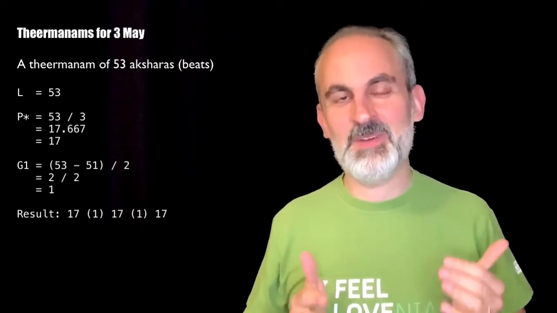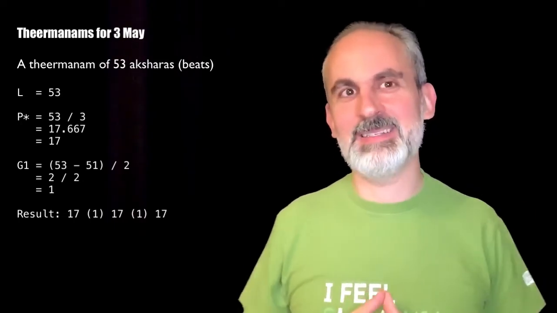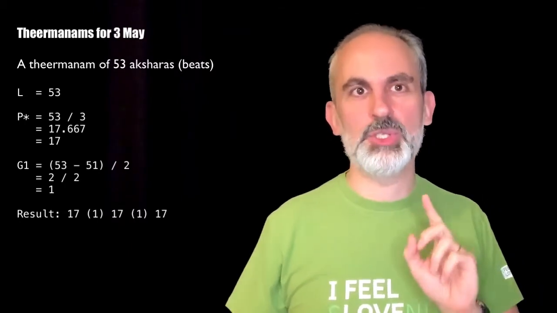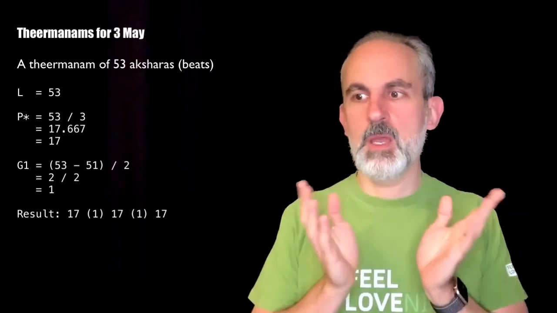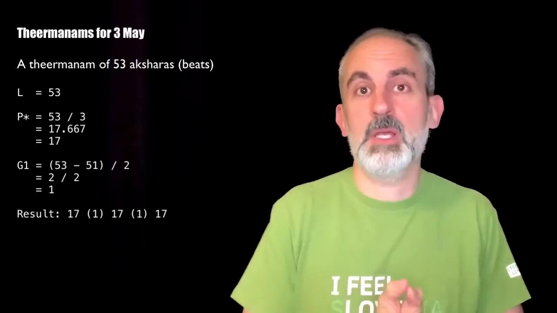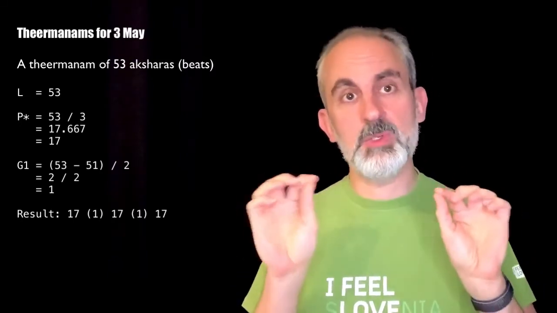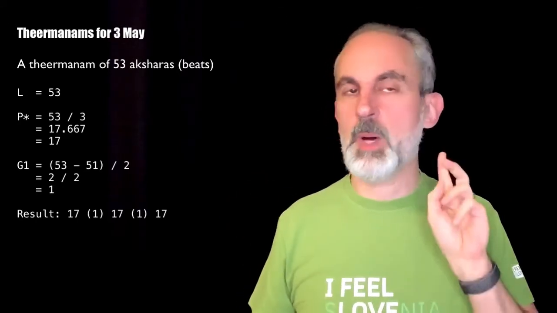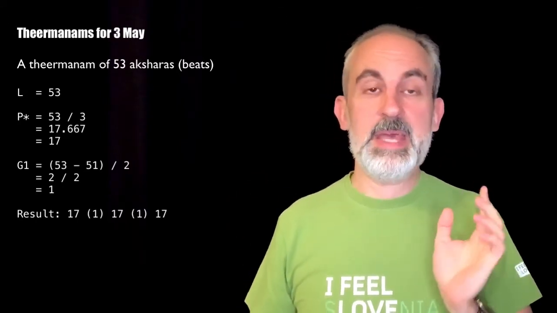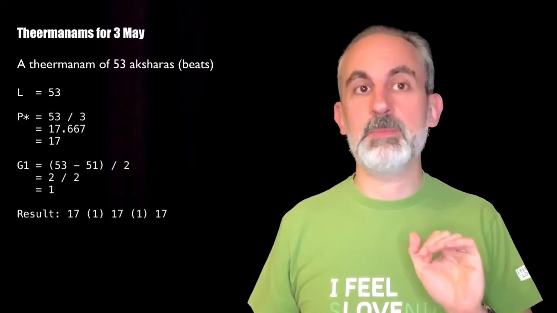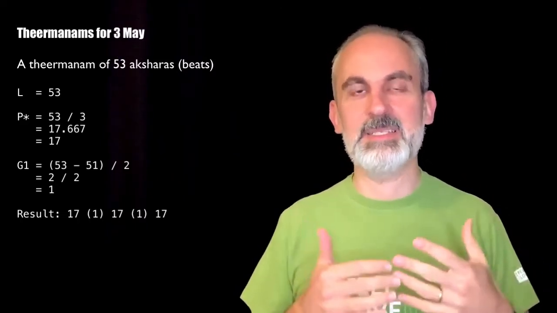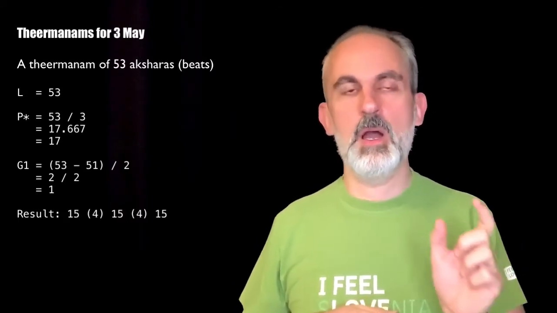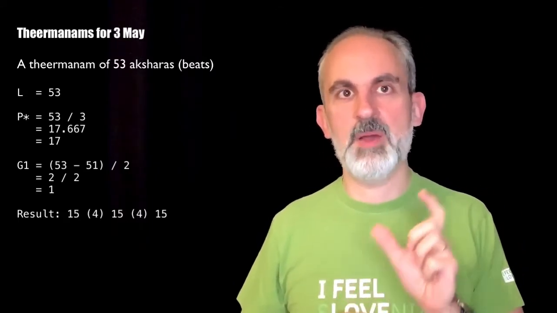But just like I said before, I tend not to like the tirmanams that have such a short gap of only 1. So let's look for the next one and see if we like it better. It's pretty simple. What we do is we take all those 17s and we reduce them by 2. And then the 2 gaps, we increase them by 3. And then we have another tirmanam, the next in this series, that is 15, 4 gap, 15, 4 gap, 15.